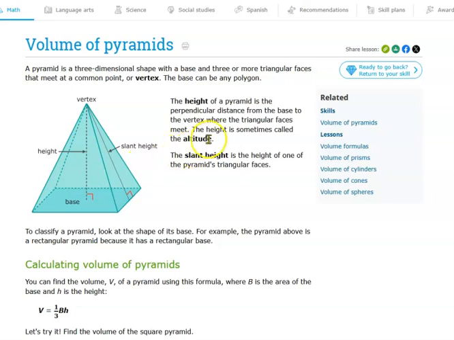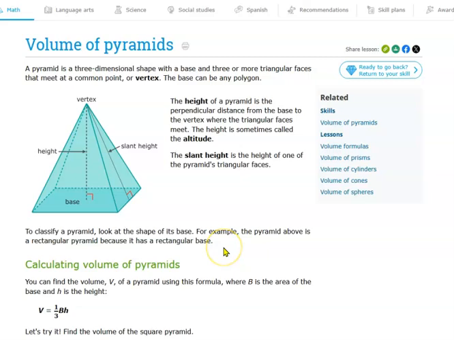The base could be anything at all. Okay, so the height of a pyramid is the perpendicular distance from the base to the vertex where the triangular faces meet. The height is sometimes called the altitude. And then there's also something called the slant height. Okay, so the height is this distance right here. And if you kind of can envision like a little triangle being drawn inside of this pyramid, the height is like the long leg, so to speak, or the vertical leg, and the slant height is like the hypotenuse of this little triangle. Okay, slant height is the height of one of the pyramid's triangular faces.